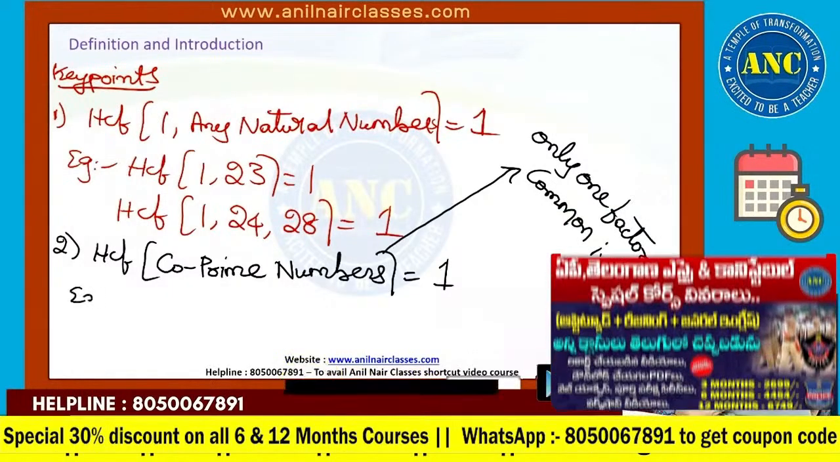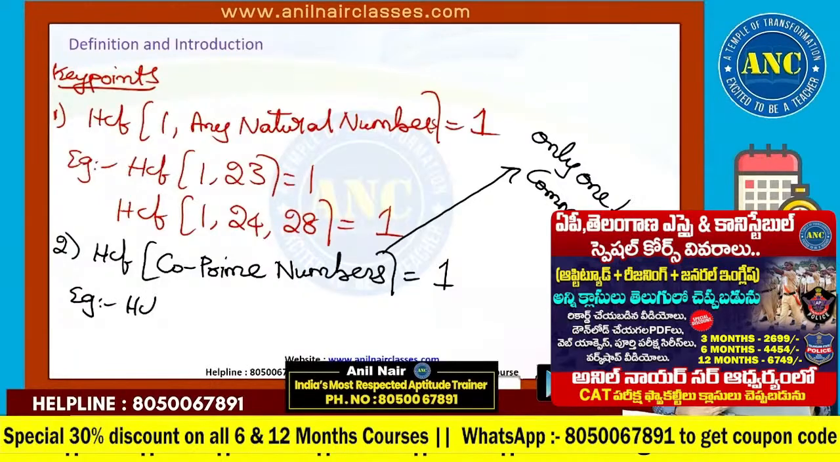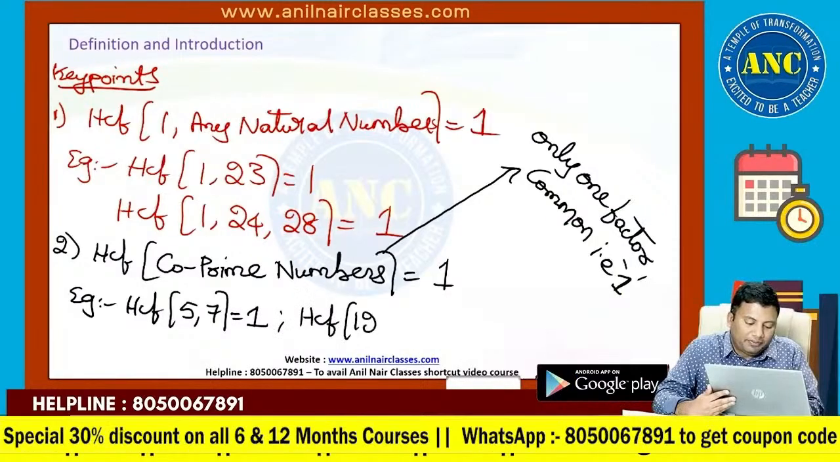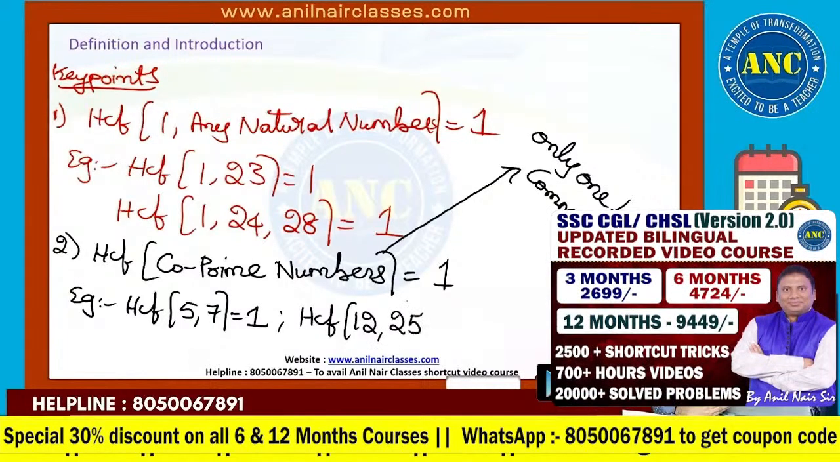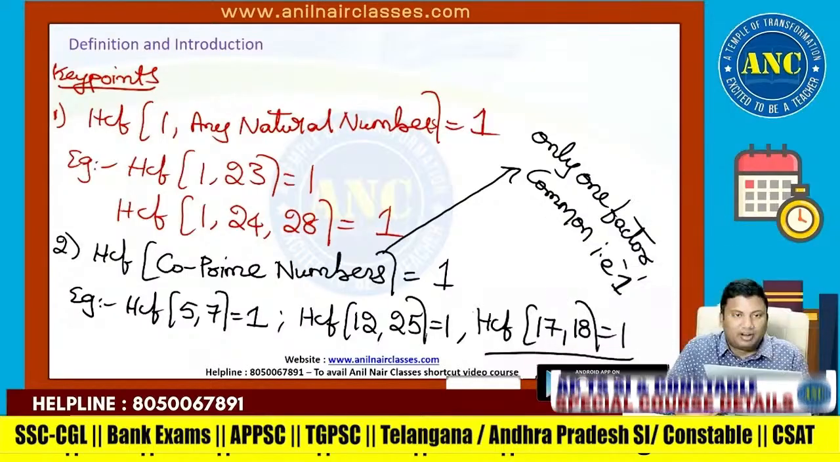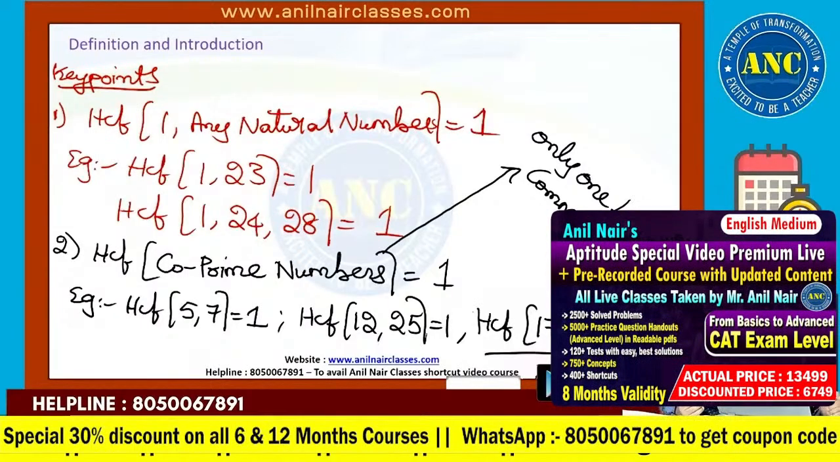For example, HCF of 5 comma 7 is 1. HCF of 12 comma 25 is 1. HCF of 17 comma 18 is 1.